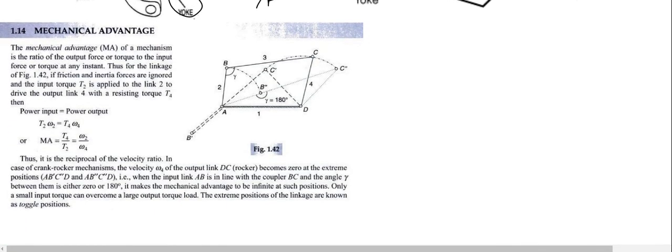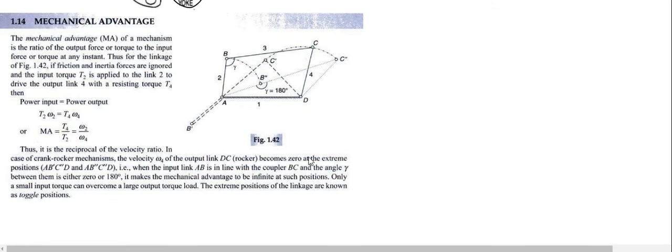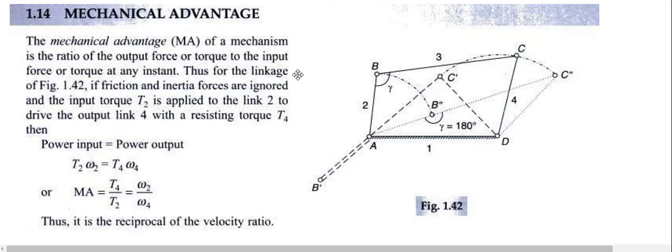So now we will deal with two topics, which are mechanical advantage and transmission angle. So first we will deal with mechanical advantage. And this is a screenshot of your textbook that we can refer, Rattan. So this is more than enough. So mechanical advantage. Just consider this 4-bar mechanism.